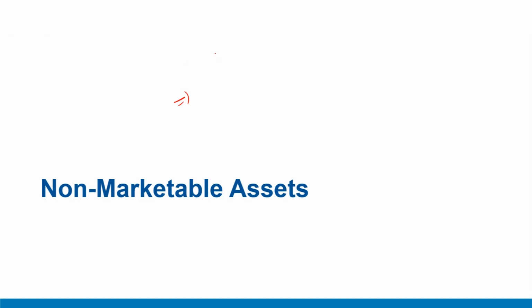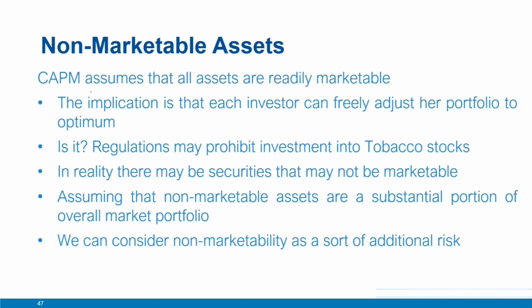We take into account that non-marketable assets also form a considerable proportion of your portfolio. To begin with, CAPM assumes that all the assets are readily marketable. The implication is that an investor can freely and quickly adjust her portfolio to the optimum by selling or buying these marketable assets. However, this is not necessarily the case even with marketable assets, such as investment in prohibited or regulated stocks such as tobacco stocks. Some may not want to buy or sell those kinds of stocks.